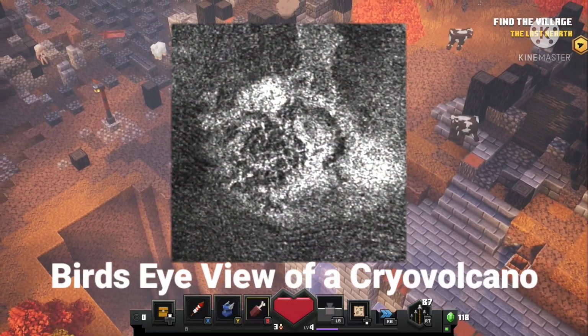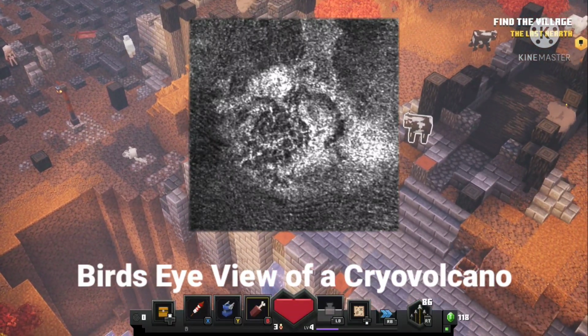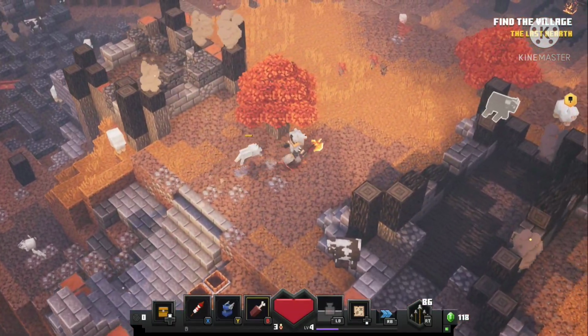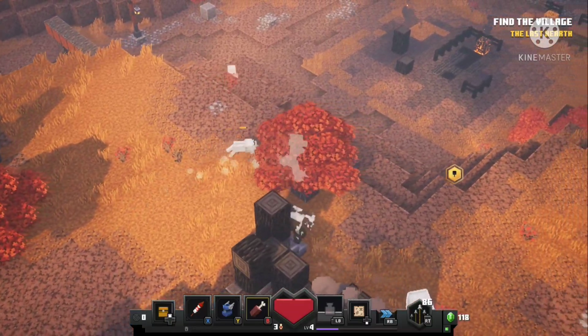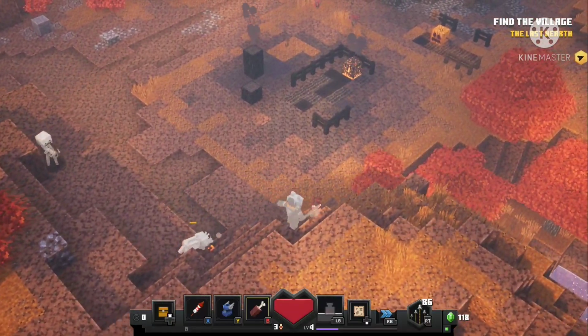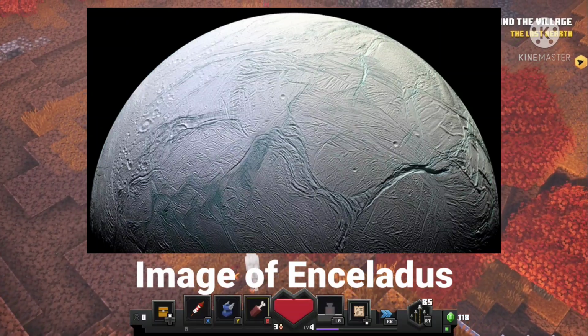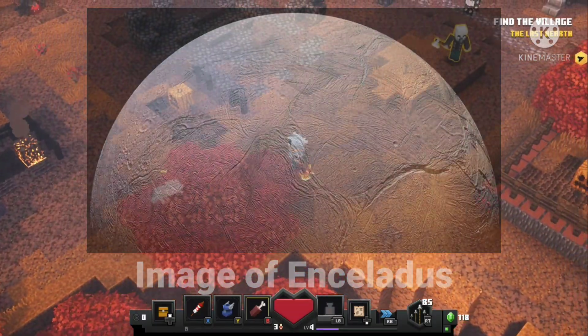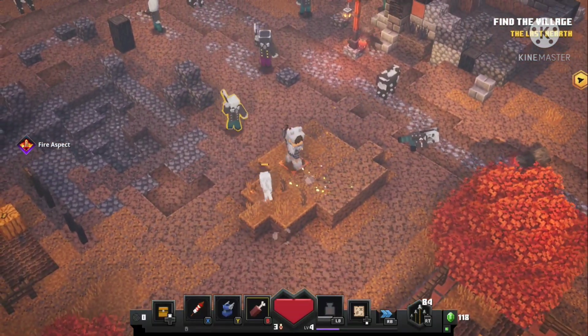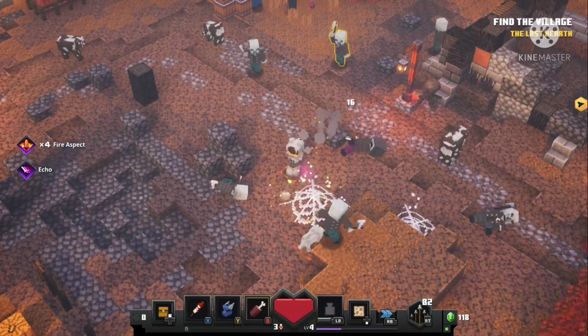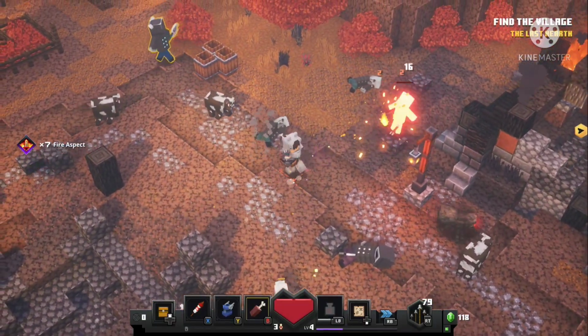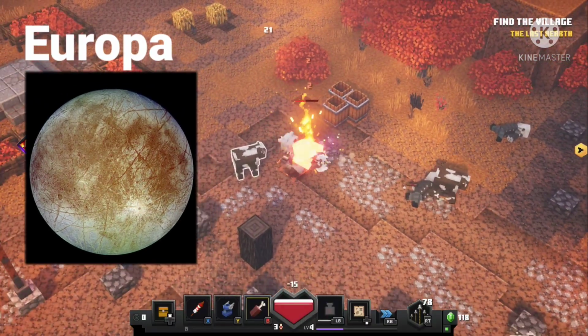A cryovolcano is a type of volcano that erupts volatiles, chemical compounds that are easily vaporized, such as water, methane, and ammonia. Enceladus is the 6th largest moon of Saturn and has been observed to have cryovolcanoes on its south pole by the Cassini research mission. Since this, other icy moons have been observed to have cryovolcanoes, such as Europa and Titan.